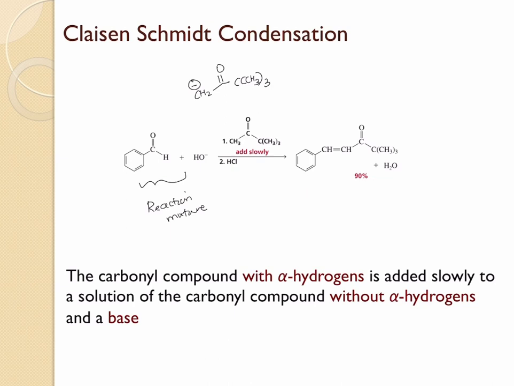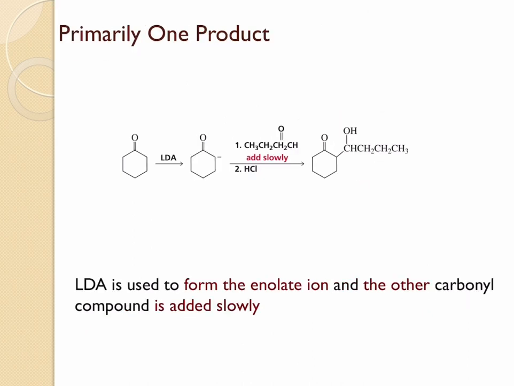This crossed aldol condensation reaction, where you're going to take two different carbonyl compounds in which one is an aromatic aldehyde or a ketone which does not have an alpha hydrogen and leads to primarily one product, is called the Claisen-Schmidt condensation reaction.